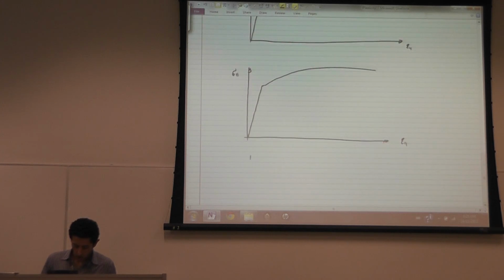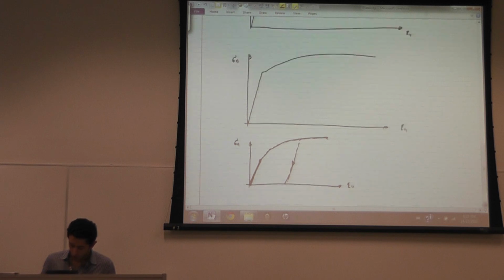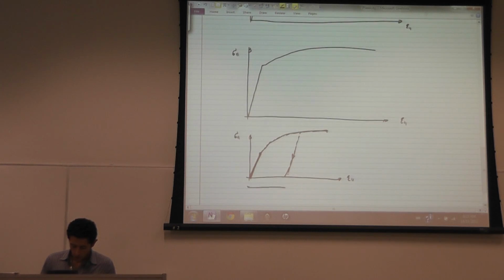Especially high strength steel, you'll find when you plot sigma 1 versus epsilon 1, you'll get something like that. Again, this is the elastic region, and beyond that, if you unload, you follow this path, and this is a residual plastic strain.